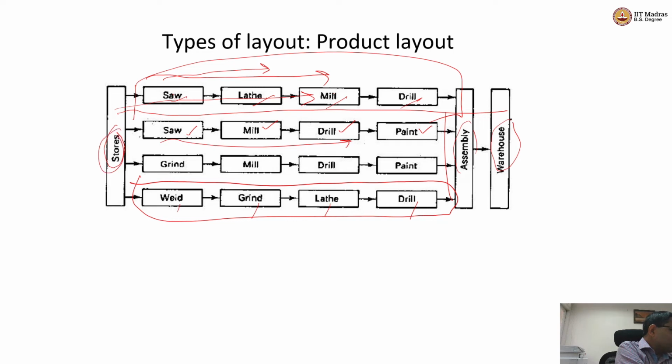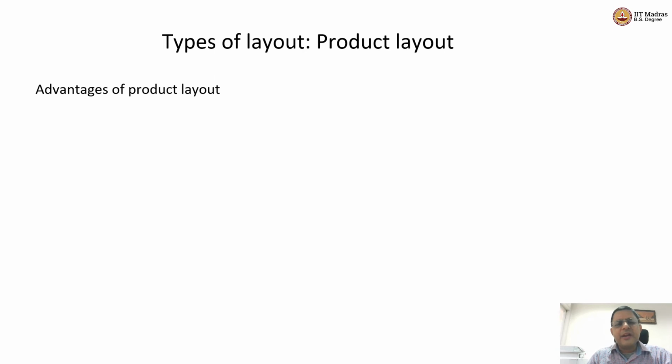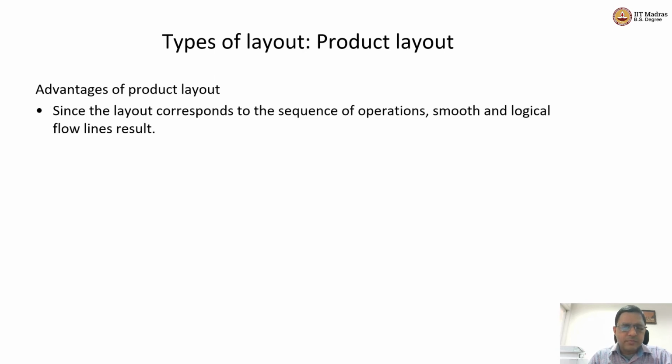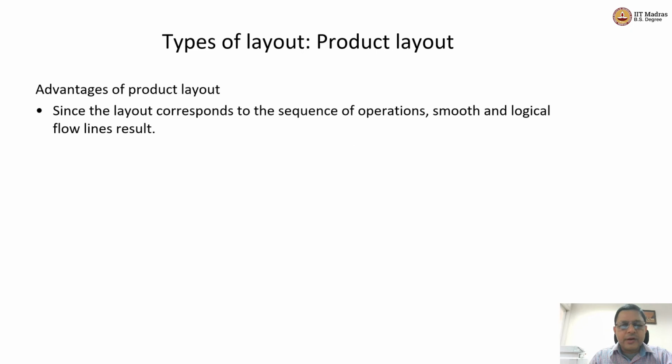A product doesn't start from the store and then go to the drilling machine, and then come to the grinding machine, and then come to the lathe machine. That doesn't happen. It's a very smooth flow, in this case from the left of the slide to the right of the slide. To me, product layout is very logical, very simple, very smooth, even to explain, right? Secondly, since the work from one machine directly feeds into the next machine, usually the work in process inventory is much lesser, right?